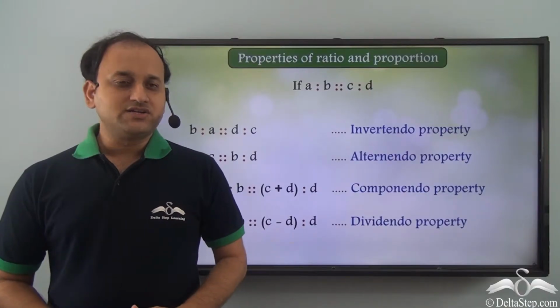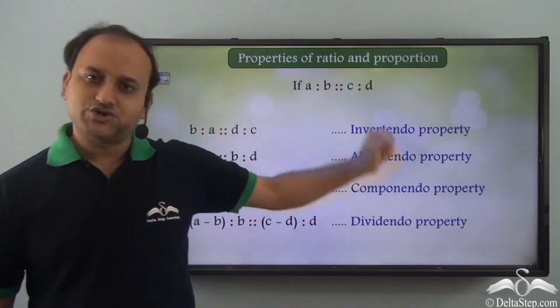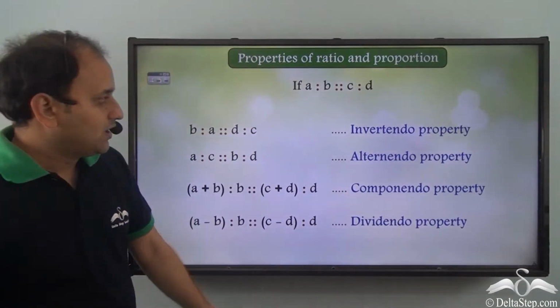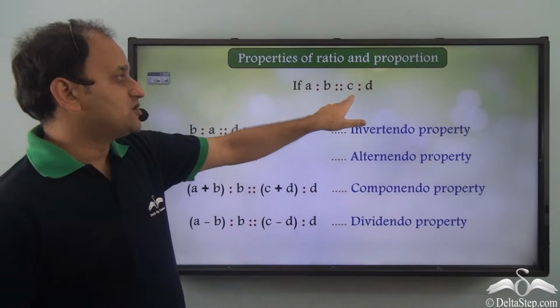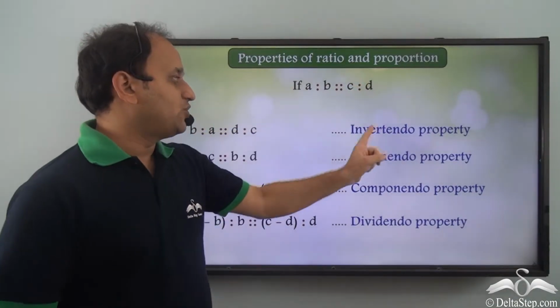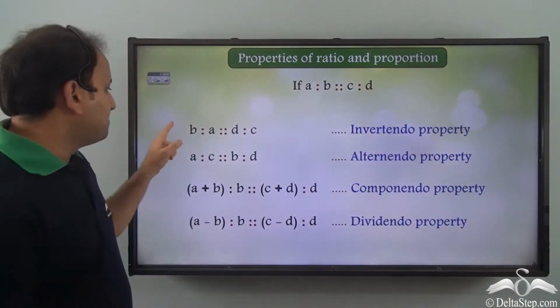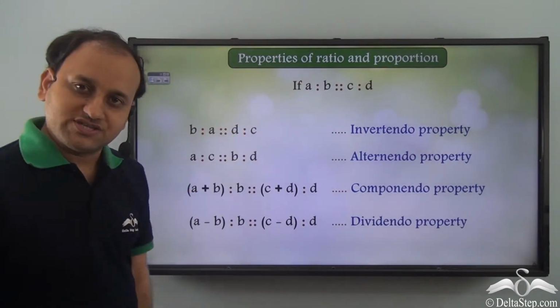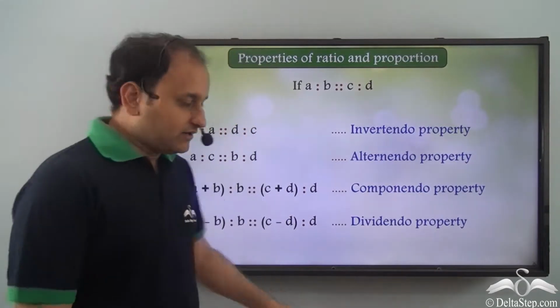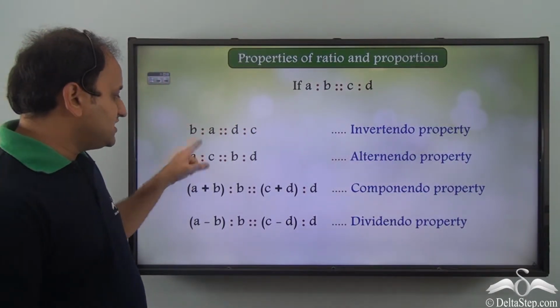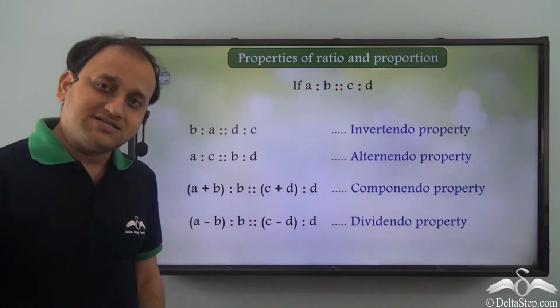We have already learnt about some properties of ratio and proportion. We know about the invertendo property. So if A is to B is proportional to C is to D, then according to invertendo property, B is to A is proportional to D is to C. And according to alternando property, it will be A is to C is proportional to B is to D.